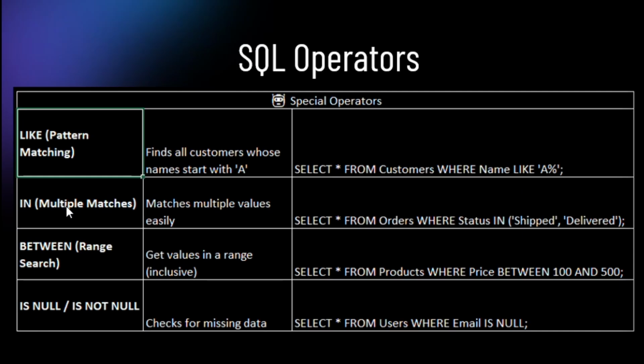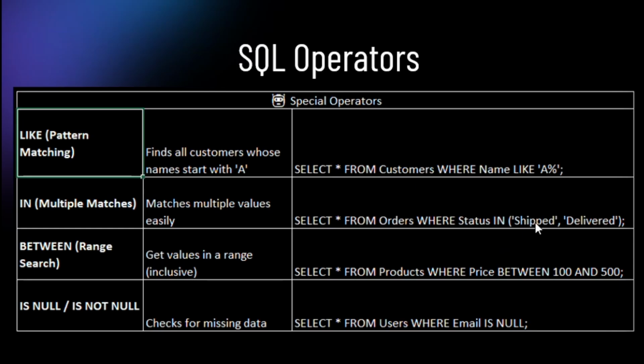IN is an operator we use when there are multiple matches. For example, we're selecting all the data from the orders table where the status, the status of your order, because we're selecting from the orders table, is either in two conditions: either it is shipped or it is delivered. So give me all the data of orders where status is either shipped or delivered. If it is cancelled or if it is still pending, don't give me those orders. Just give me the ones in these conditions.